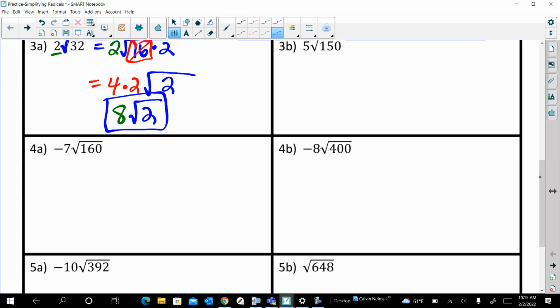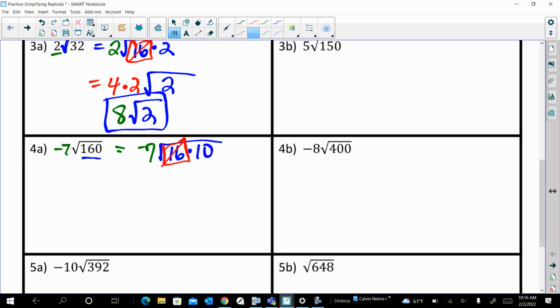Same thing, we have a coefficient here. The -7 is the coefficient. I'm going to keep that -7, but I'm going to simplify the radicand 160. What factors give me 160? What can I multiply together? 16 times 10. Which factor is the perfect square? 16. So I'm boxing that.